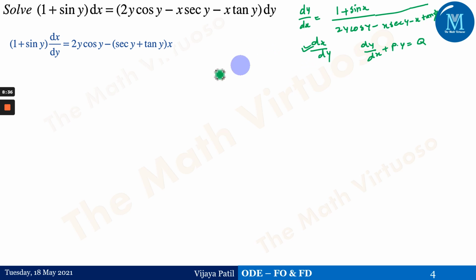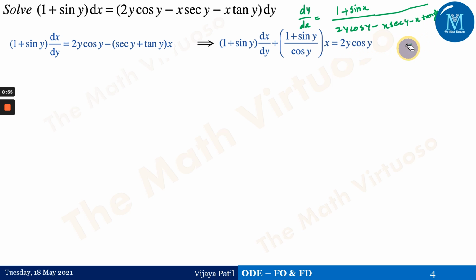So this dx upon dy, if you observe here, is nothing but 2y cos y minus x, which we have taken out, into sec y minus tan y. So minus, because of the minus x we have taken out, it's a plus tan y into x, right? Just a minute, let me erase it so that you have a clear picture of the step I have taken here.